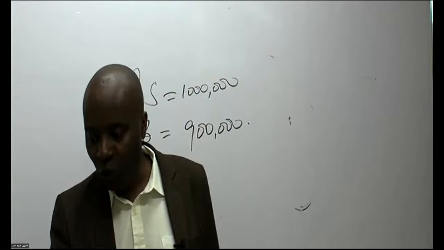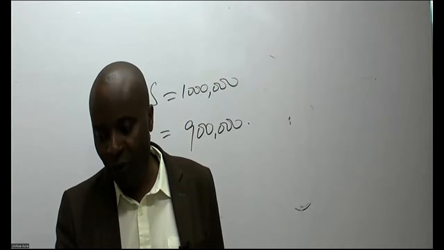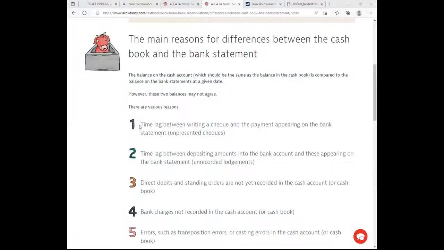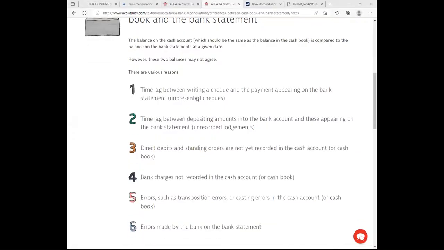Now listen to me very well, ladies and gentlemen. What we are told here is very important. We are told that the balance on the cash account, which should be the same as the balance in the cash book, is compared to the balance on the bank statement at a given date. However, these two balances may not agree, and there are various reasons. We have the concept of time lag between writing a check and the payment appearing on the bank statement, what we call unpresented checks.